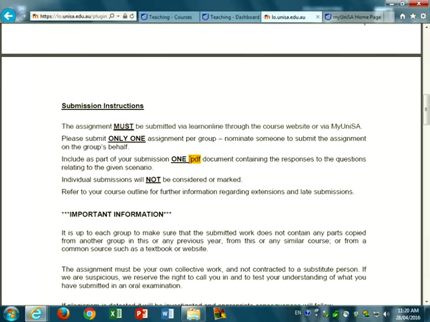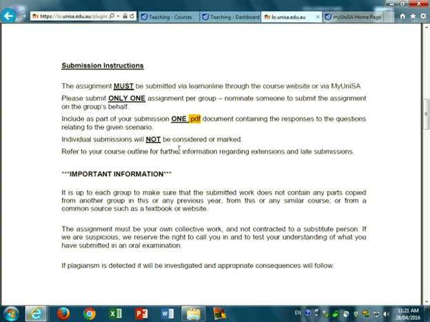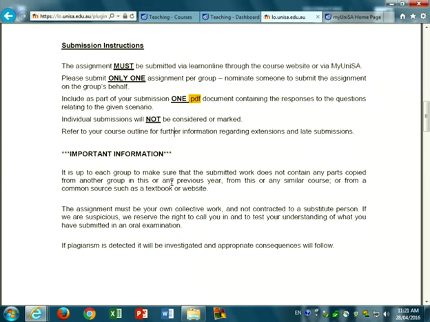Include as part of your submission one PDF document. Okay, you're creating a whole lot of diagrams, and using Word and lots of other tools tends to muck about diagrams when we print them out or when we look at them on our screens, which is why I've asked for you to convert them to a PDF document. So when we go to print or mark your assignment, what you see is what we see. Okay, makes sense? So PDF submission. Individual submissions will not be considered or marked. Can you convert a Word document to a PDF? Yes, you can. Do it all the time.